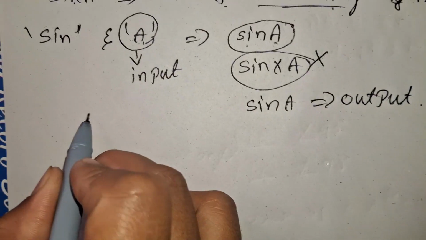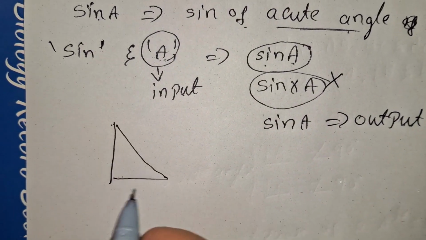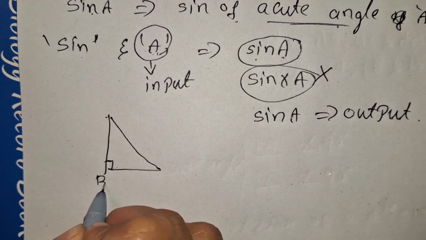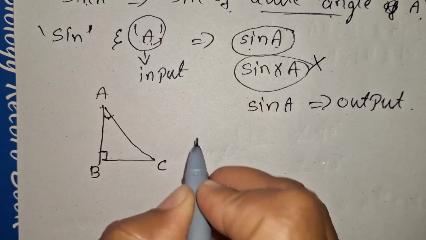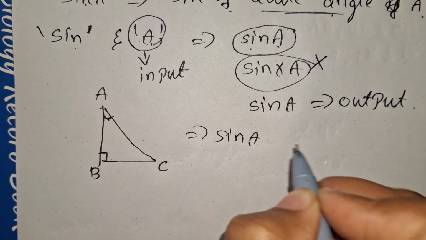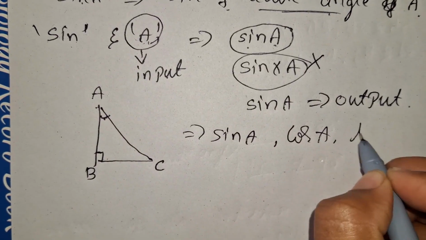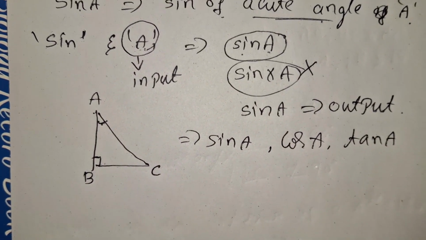Suppose sin A, when we consider a right angle triangle, this is right angle B. Suppose this is A and this is C. Where is the acute angle? A. So we get sin A or cos A or tan A or cosecant A, secant A, same.